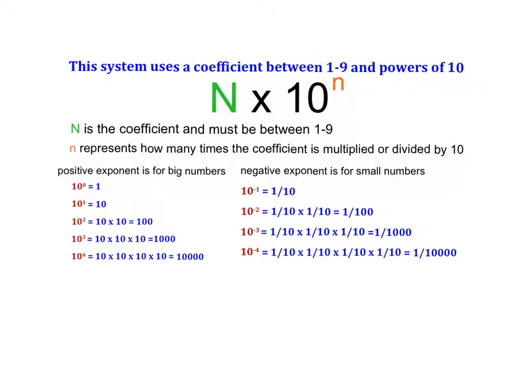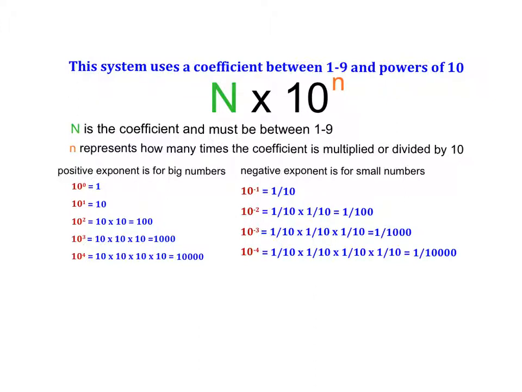So the system that was created comes with two parts. It has a coefficient part and it has an exponent portion. The coefficient is some number between 1 and 9.99999, endlessly repeating, and the exponent represents how many times that coefficient is multiplied or divided by 10. That exponent could be positive, that exponent could be negative. Essentially, that just represents whether you're multiplying or dividing by 10.